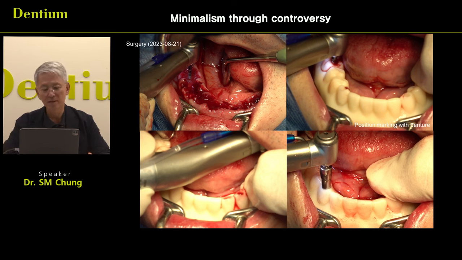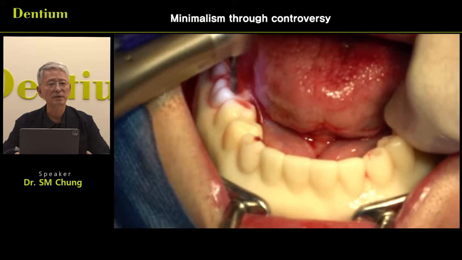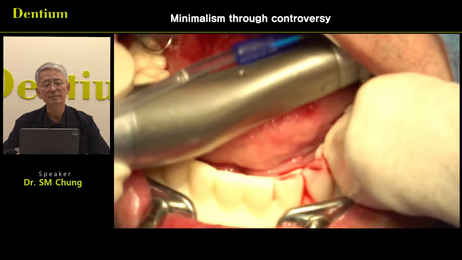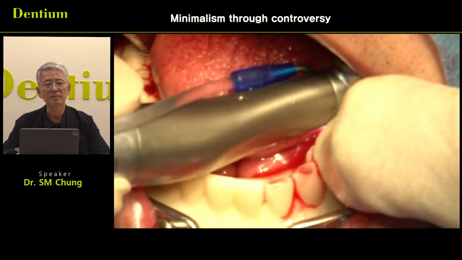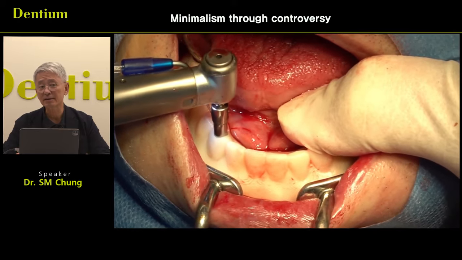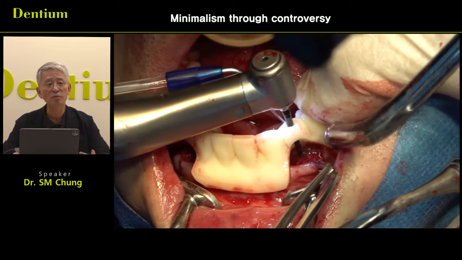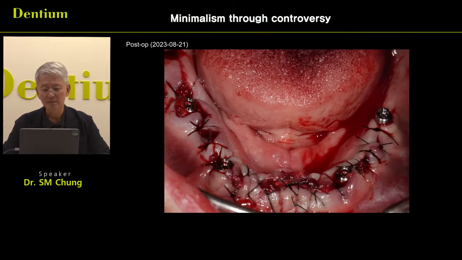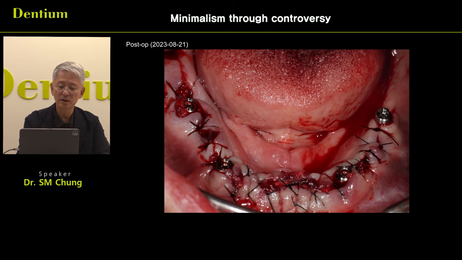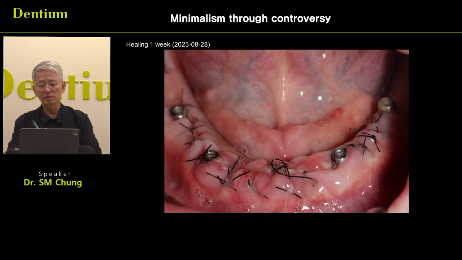We are drilling at first, and after some initial drilling, we try to press the paralleling pin. After marking, due to extraction, it was a little bit difficult to check the drilling site, so we made an opening on the labial side. After surgery, we place the implants in the canine and the first molars. And during the surgery, we had to check the parallelism all together.